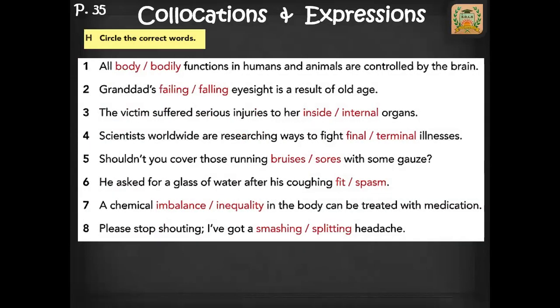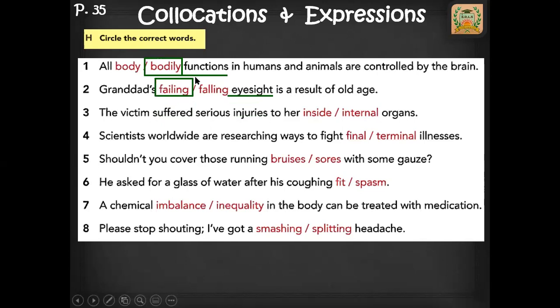Exercise number H. Circle the correct words. All functions in humans and animals are controlled by the brain. Here I have the word functions. Which one goes with it? Body or bodily? Yes, bodily functions in humans and animals are controlled by the brain. Great, so we have these two words together. Granddad's failing or falling eyesight is a result of old age. Eyesight, yes, failing eyesight.